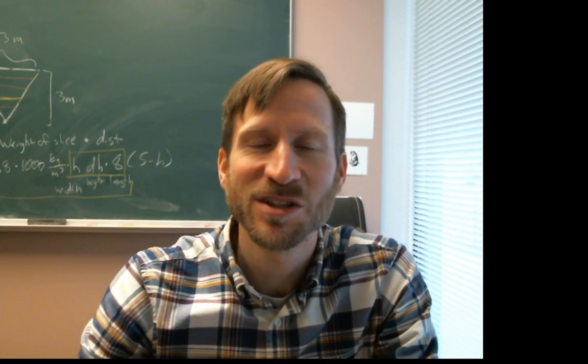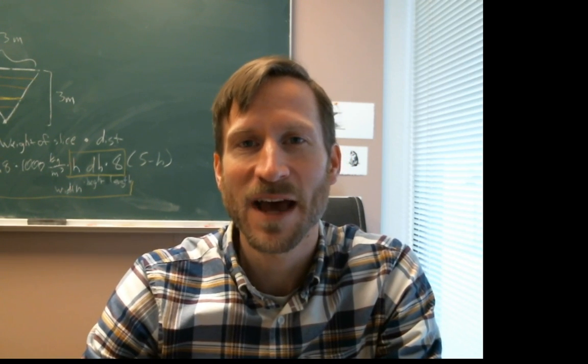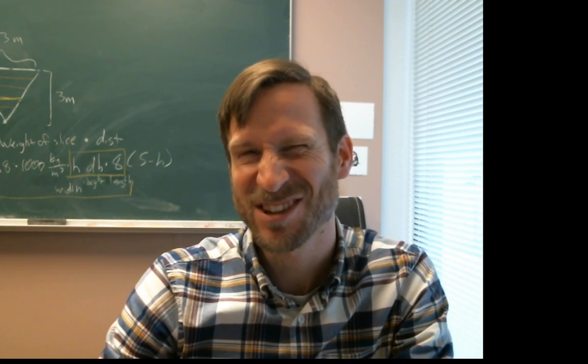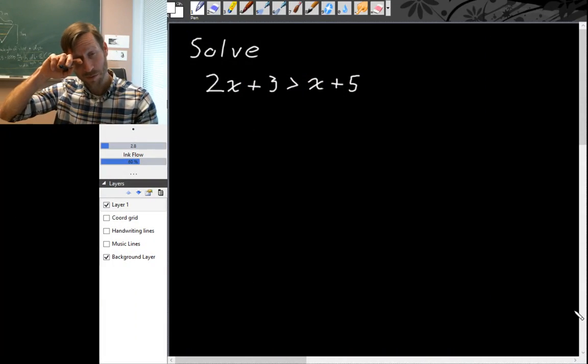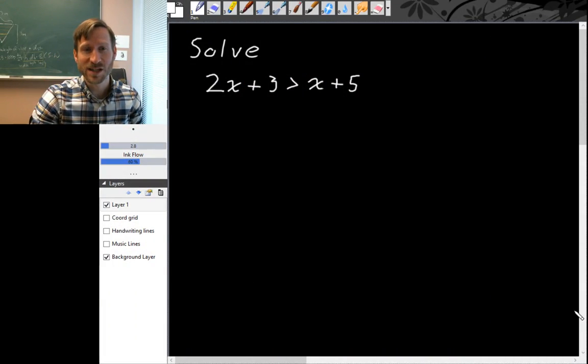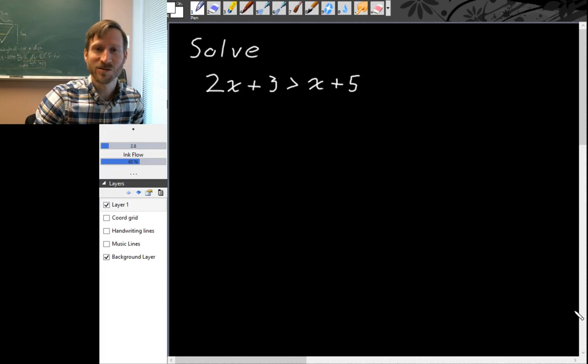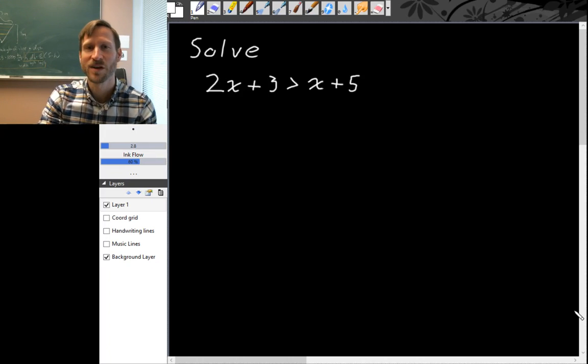Hi everyone. I wanted to show you a quick example of how inequalities turn around when you're solving an inequality, because based on the test, it looked like some people could use some clarification. So here's a quick example. We're going to solve the inequality 2x + 3 > x + 5.